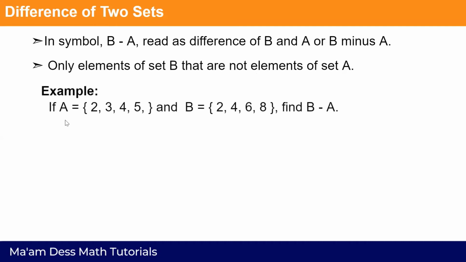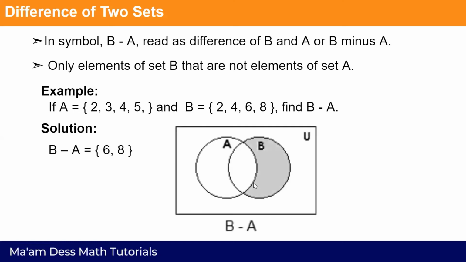So we have set A contains 2, 3, 4, 5 and set B contains 2, 4, 6, 8. Again, find B minus A. So baligtad naman po yan. So B minus A, we have 6 and 8. So not in A. Ano po ba yung elements not in A? So we have 6 and 8. And the Venn diagram, okay, no shaded po si set A. So all the circle A have no shaded.